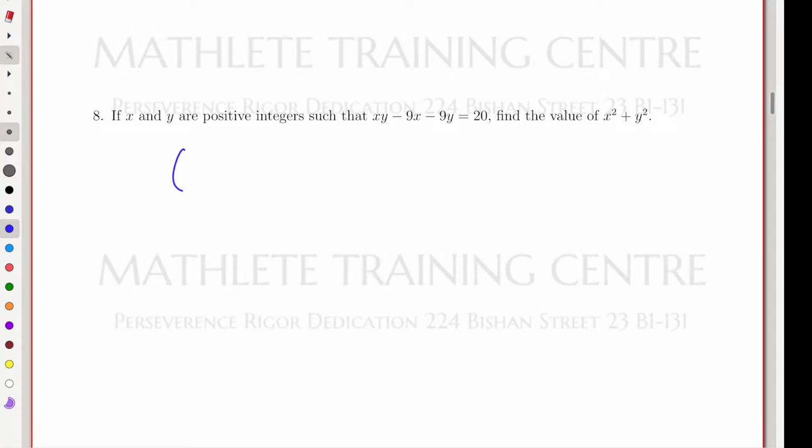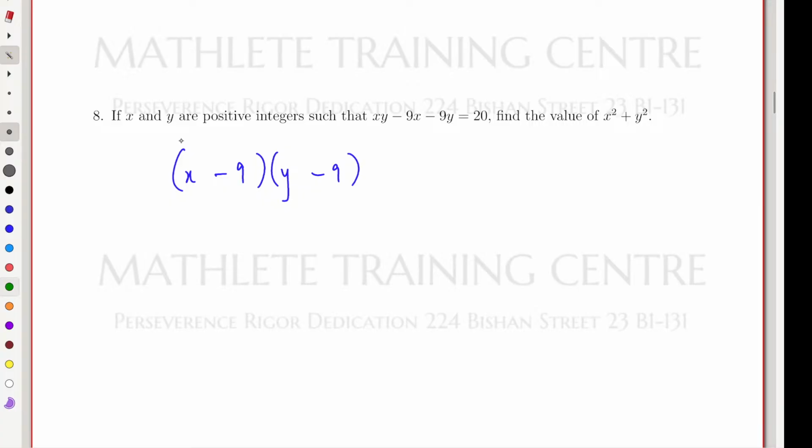The idea behind completing the rectangle is to do wishful thinking. On the left-hand side, you have x times y. Let's think of them as being in two separate brackets. There's a minus 9x, so you think about putting the minus 9 times x here. There's a minus 9y, so think about the minus 9 and put it here so that we have a minus 9 times y.